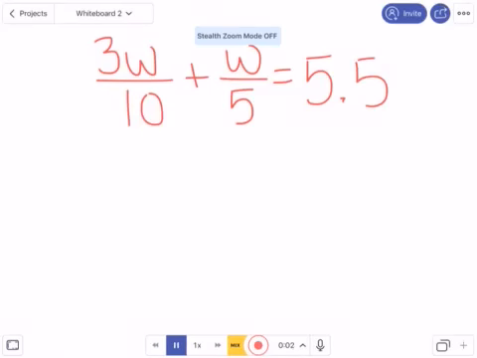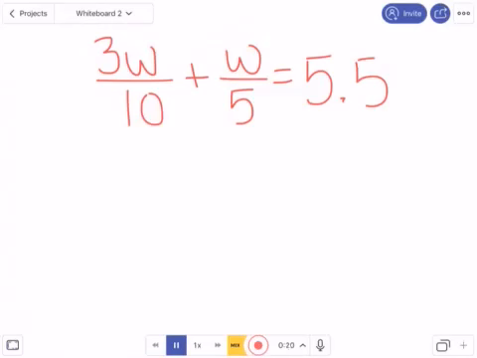All right, today we're going to look at this equation that has fractions in it. And there's two different ways to solve it. One, I can find a common denominator and add the fractions by leaving the fractions in. Or I can find some value that I can multiply the equation by to get rid of the denominators.